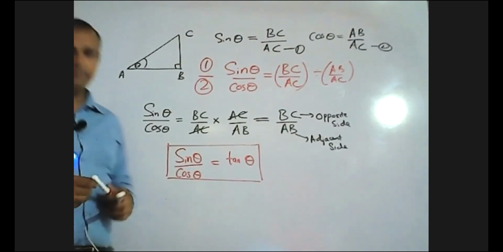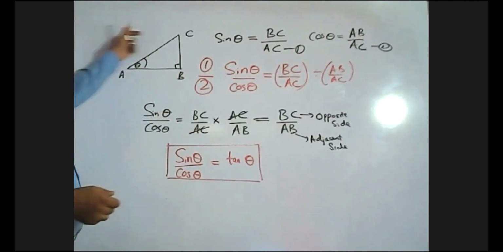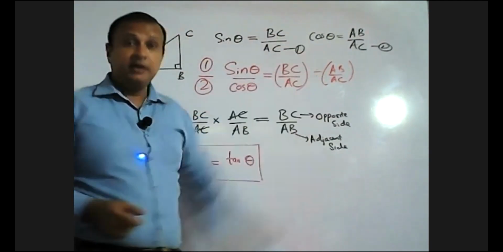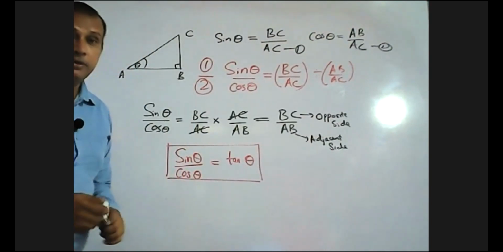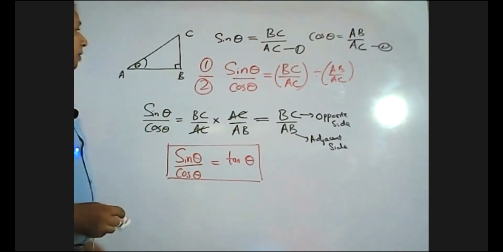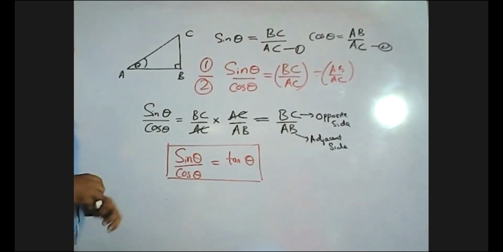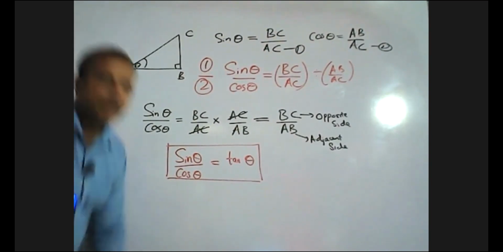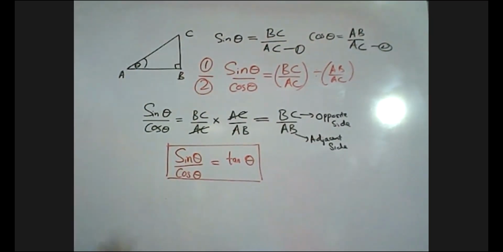You can write this one. Write the topic, relationship between trigonometric ratios. This is the first relationship: sin theta over cos theta is equal to tan theta.